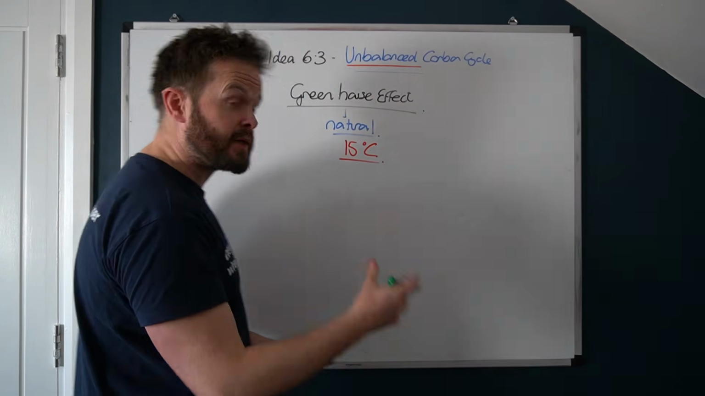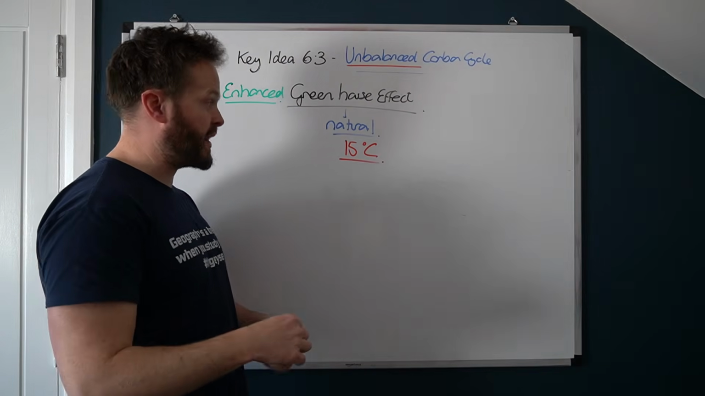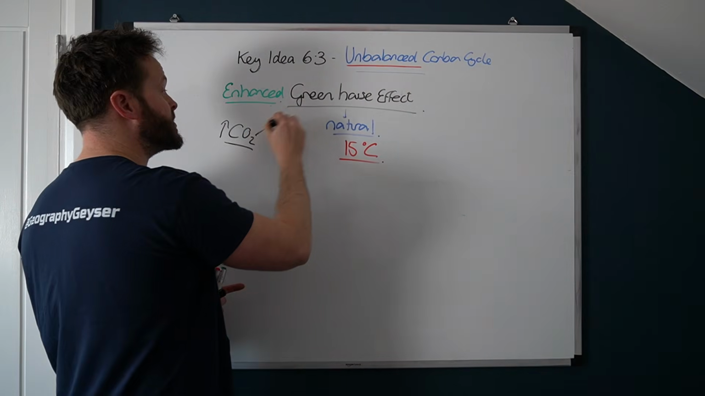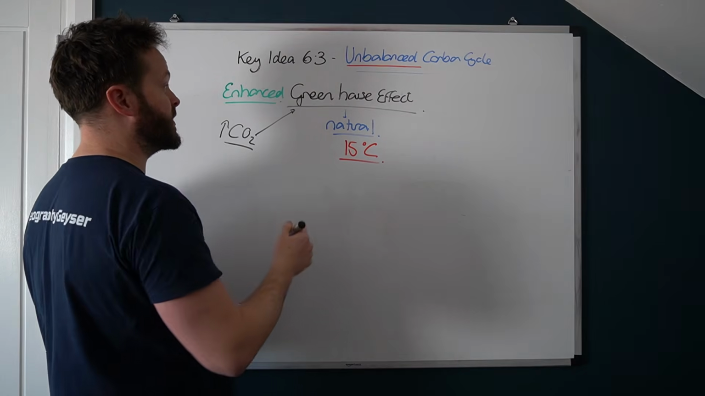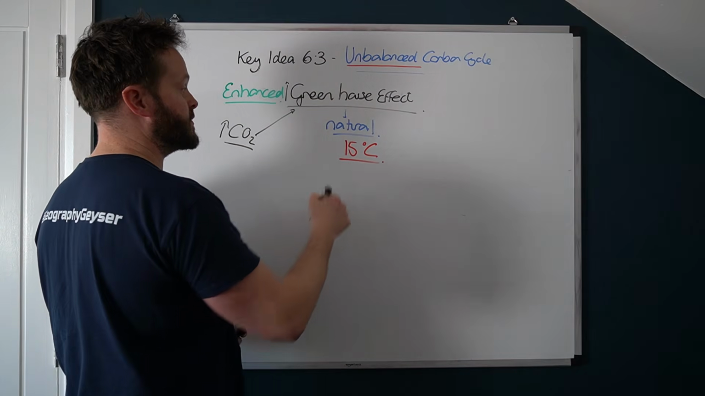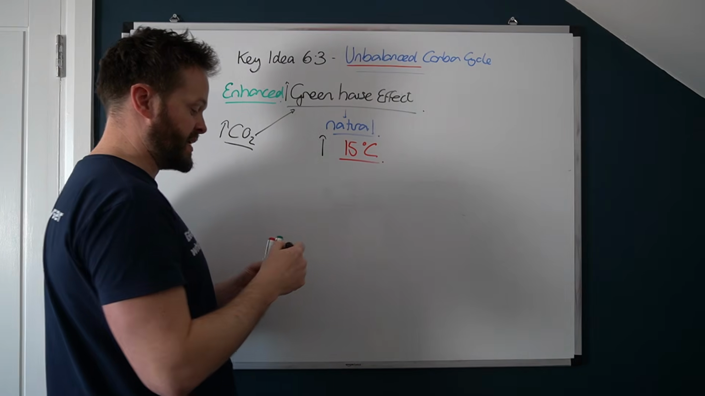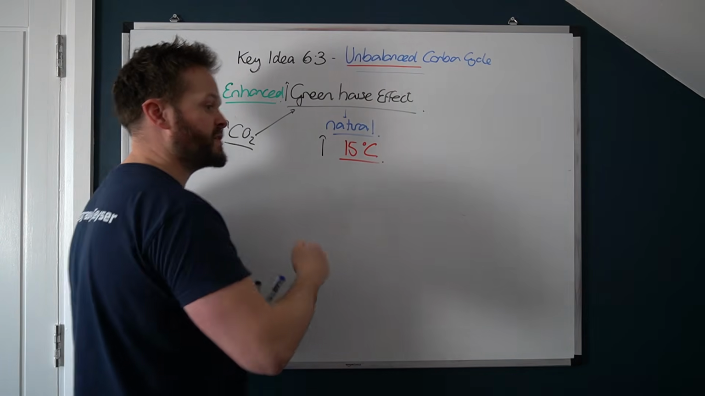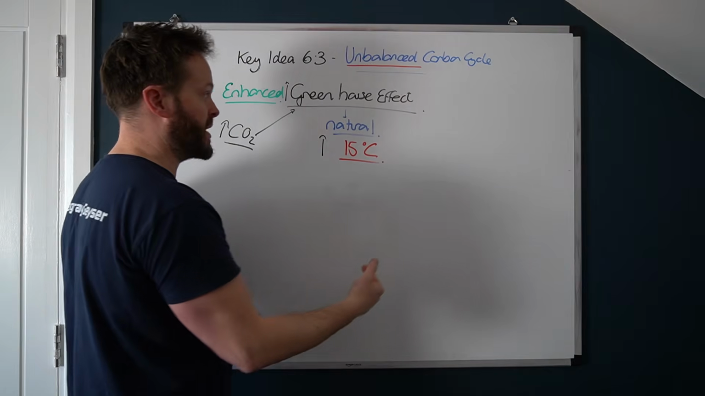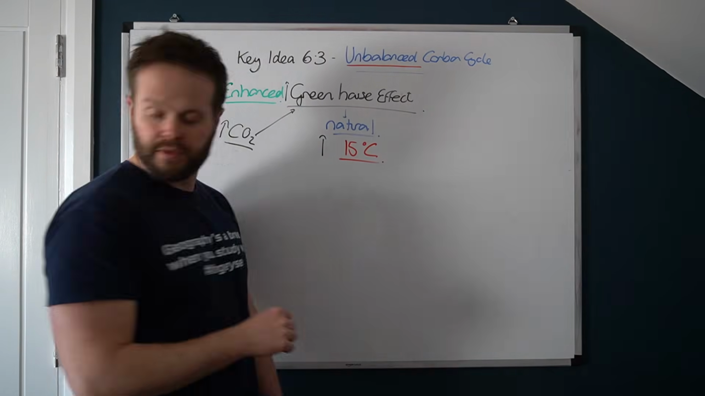What we're currently dealing with is the enhanced greenhouse effect. What that means is there's increased greenhouse gases moving into the atmosphere, which has increased this greenhouse effect, which means we're getting an increase in the average temperature, and that has a bunch of knock-on effects on the remainder of the carbon cycle. Let's look at how that works.